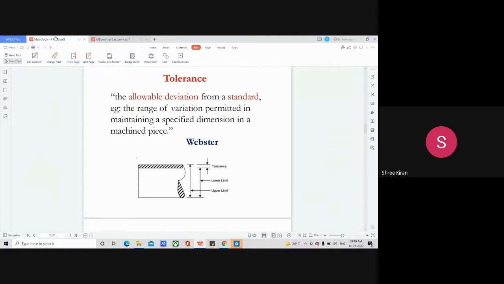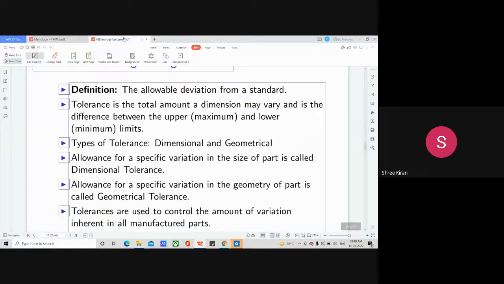This is the figure which I'm telling about in the case of tolerance. It's just a very simple figure. You see, the tolerance is mentioned. You just have to mention these key terms, that is tolerance, lower limit, and upper limit. And in one word, you can say it is the allowable deviation from a standard. That's what we say.